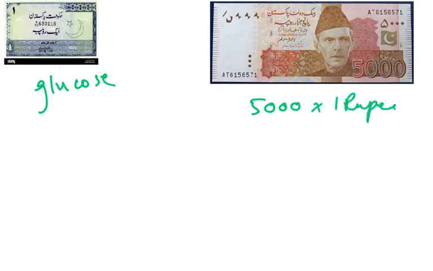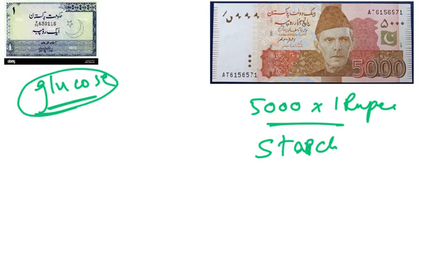So just imagine like a 1 rupee note is a glucose molecule, and a 5,000 rupee note has 5,000 rupees in it. So glucose is the monomer, and this 5,000 rupee note is the starch molecule. So this is how I want you to remember: one glucose unit, 1 rupee. Each glucose is then joined together, like in a 5,000 rupee note you have 5,000 rupees. So this is just to make you understand the glucose and the starch connection.